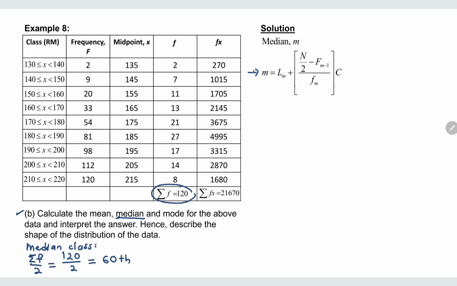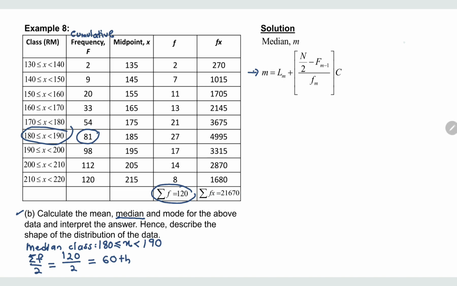So we can refer to the cumulative frequency. The 60th observation is around here. So we can say the median class is x greater than or equal to 180, less than 190. Next, we must find a few pieces of information before we can substitute into the median formula.